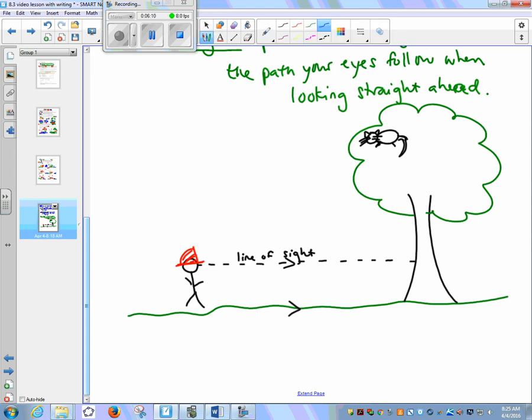But to see the kitty, he has to look up. So that's the angle of elevation, right? So this, that he's looking up, is the angle of elevation. Because he has to look up at the kitty in the tree.